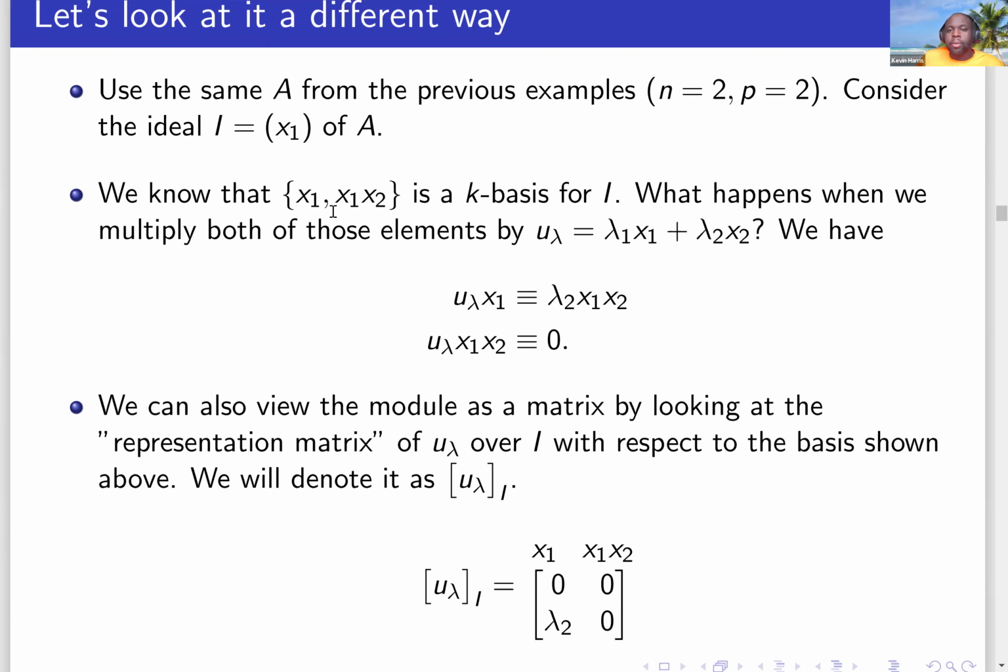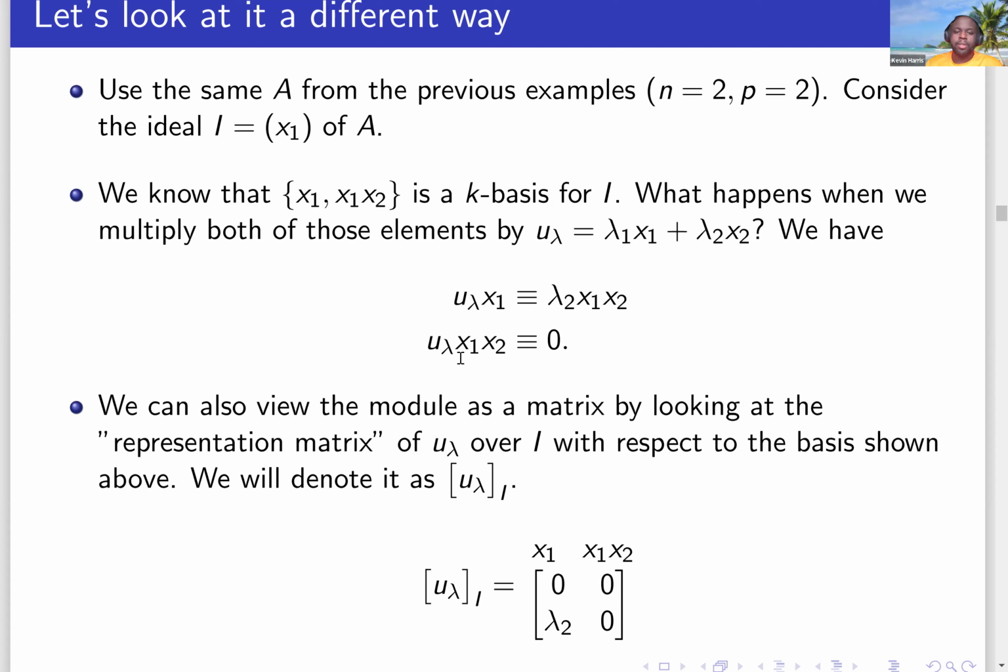We want to understand what happens if I take both of those elements and multiply them by u lambda. What happens if I multiply u lambda by x1, and what happens if I multiply u lambda by x1 x2? If I multiply u lambda by x1, I end up getting just lambda 2 times x1 x2, because I'm going to get a lambda 1 x1 squared, but x1 squared itself is just 0 inside of A. So that part wipes away, and we're just left with lambda 2 x1 x2.